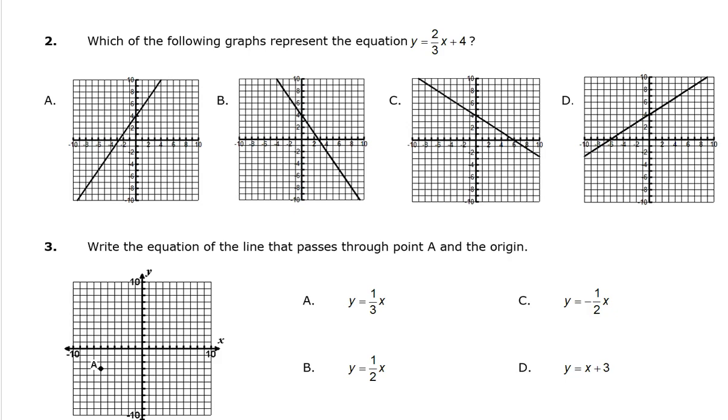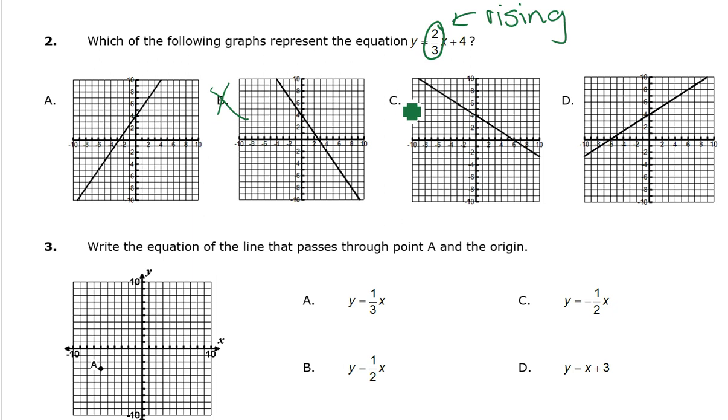Okay, number 2, which of the following graphs represents the equation y equals 2/3 x plus 4? First, 2/3 is a positive number, so my slope is positive, so my line should be rising. I look at my line from left to right to be sure it's rising. So A, if I look from left to right, it's going up, so it's rising. B, if I look from left to right, it's falling, so B cannot be my answer.